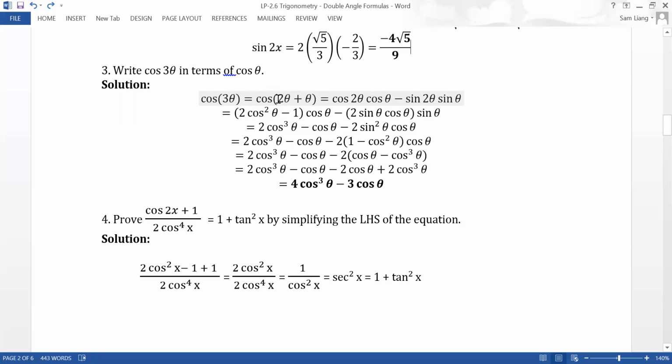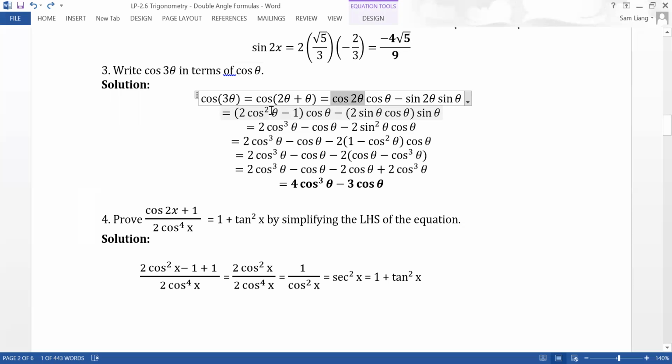So cosine of an angle plus an angle is cosine of the angle times the cosine of the other angle minus sine of the angle times sine of the other angle. So we get cosine 2 theta cosine theta minus sine 2 theta sine theta. And then for cosine 2 theta, we're going to use the double angle formula. And since we're writing in terms of cosine here, let's use the cosine form of the formula.